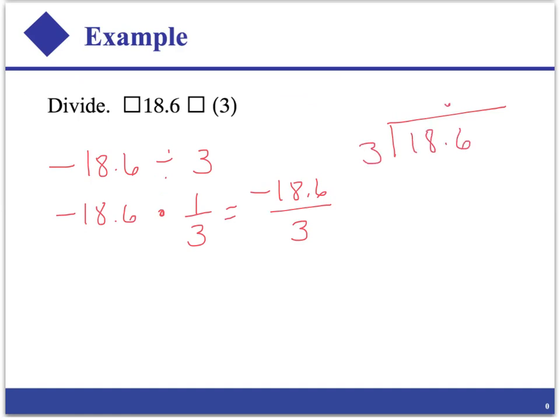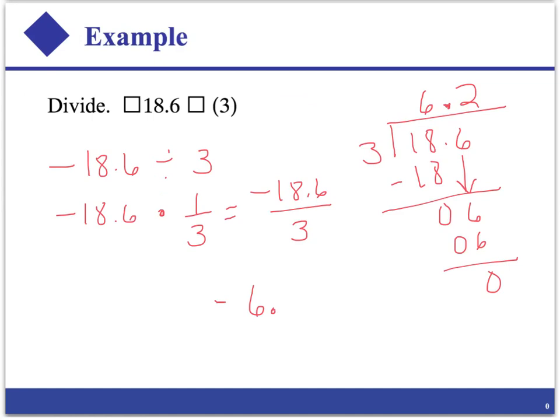I'm going to bring my decimal up. 3 goes into 18. How many times? 6 times. So we're going to multiply. I get 18. We're going to subtract. I get 0, and I'm going to bring down 6. 3 goes into 6 2 times. So 2 times 3 is 6. So our remainder is 0. And because we have one negative sign, our answer is negative 6.2.